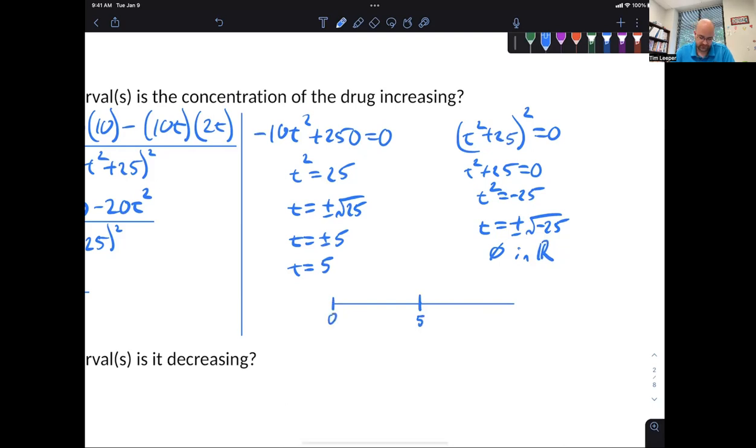And we do need to understand we begin at 0 and we're going to go to the right forever. So we need to have a number between 0 and 5. Let's just say maybe 1. That'll be a good test point. And any number to the right of 5, maybe 6 or so. And then we're going to plug those into the derivative.